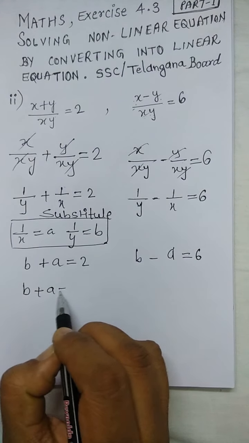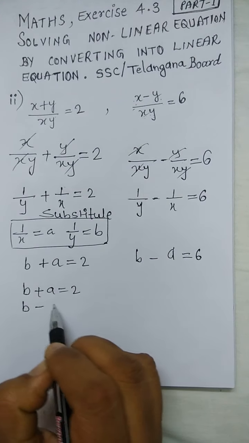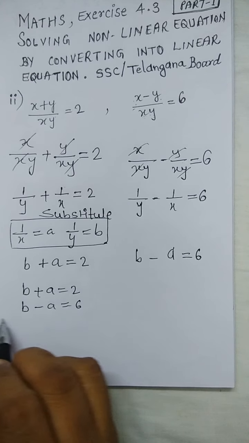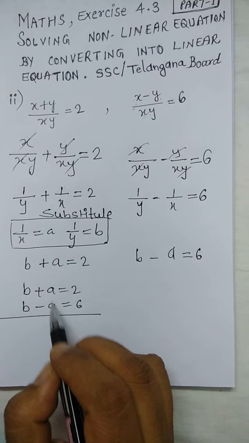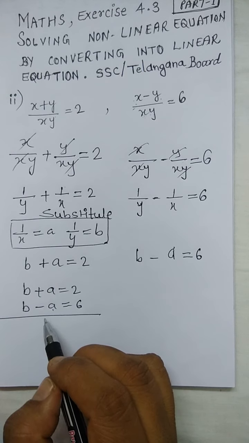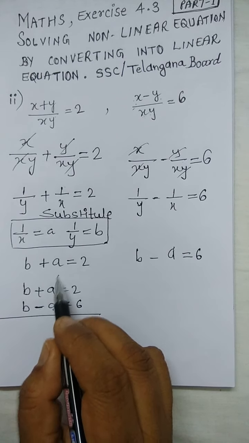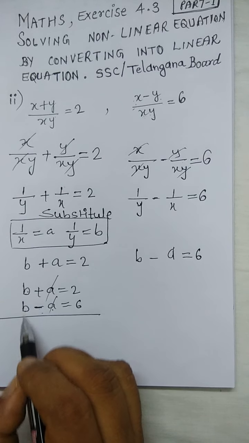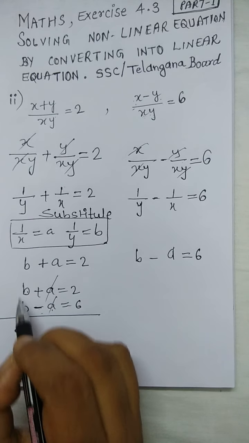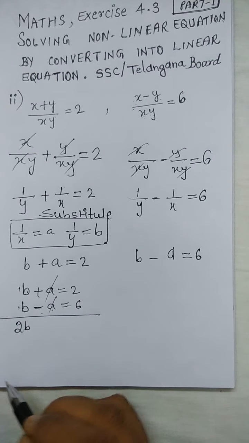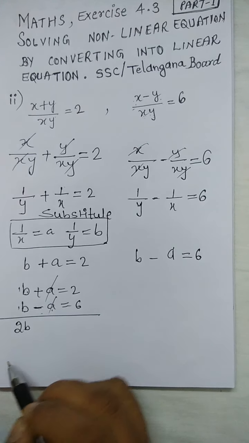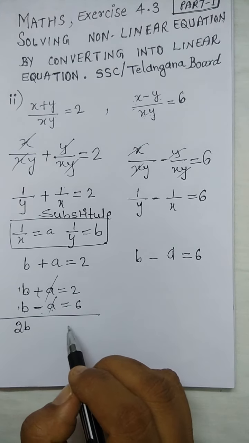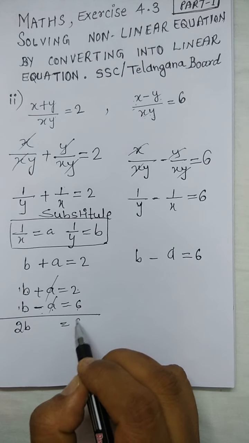b plus a equals 2, b minus a equals 6. Here these two terms are already equal and opposite, so we can cancel them. a minus a will give you 0 and b plus b gives you 2b. Why? Because there is no coefficient, meaning it is 1 here. So 1 plus 1 gives you 2. So it will be 2b equals 2 plus 6, which gives you 8.